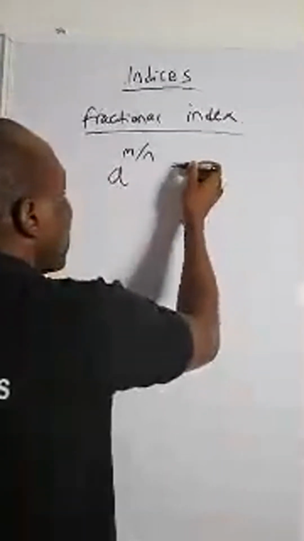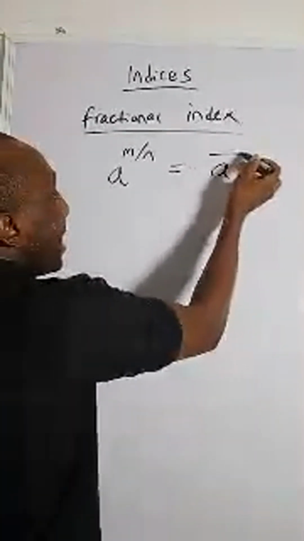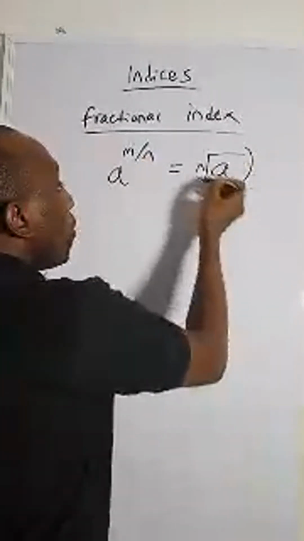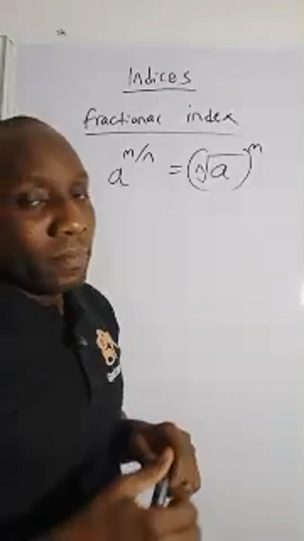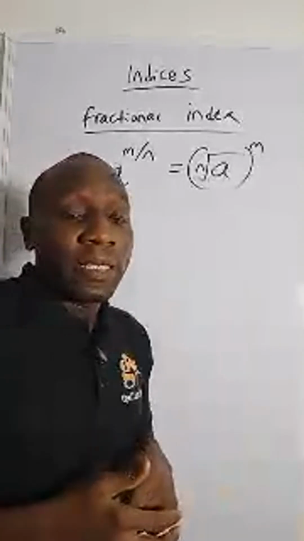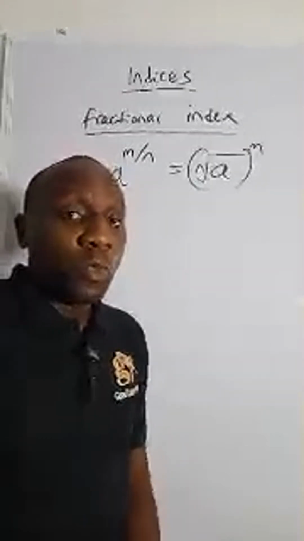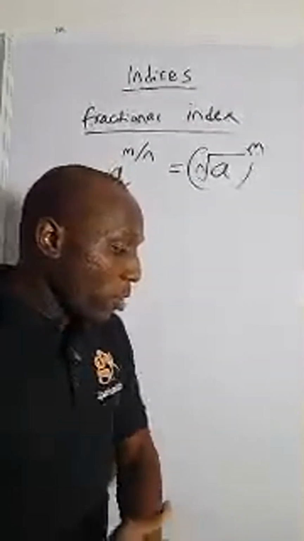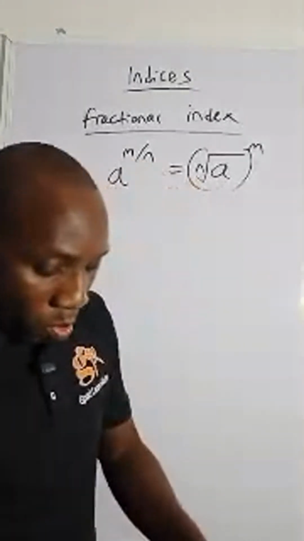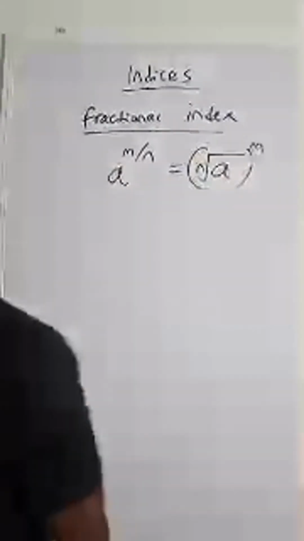So we can express this as a raised to the power m over n equals the nth root of a, all raised to the power of m, because n here is the denominator. Isn't that interesting? This is how the fractional index law works. So we're going to be doing some examples on this law of indices.